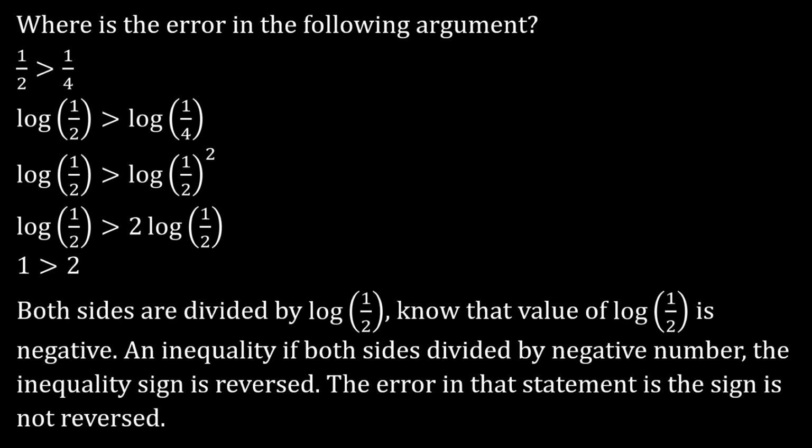Both sides are divided by log half. Note that the value of log half is negative. In an inequality, if both sides are divided by a negative number, the inequality sign is reversed. The error in the statement is that the sign is not reversed.